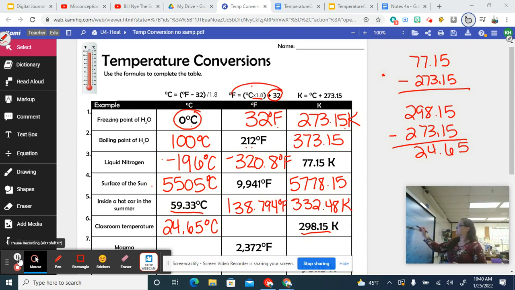So we're going to use this formula. We've got 24.65 already in the calculator from doing the last thing. So now we're going to multiply it times 1.8, hit enter, plus 32 equals 76.37 degrees Fahrenheit. All right, make sure you got that written down.